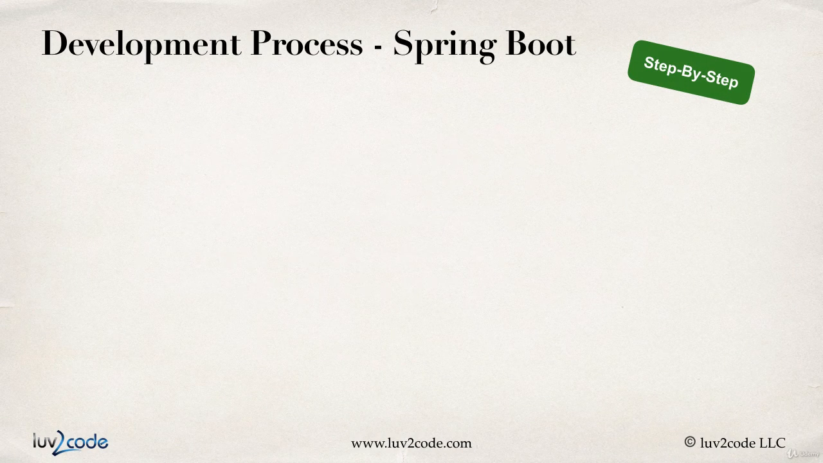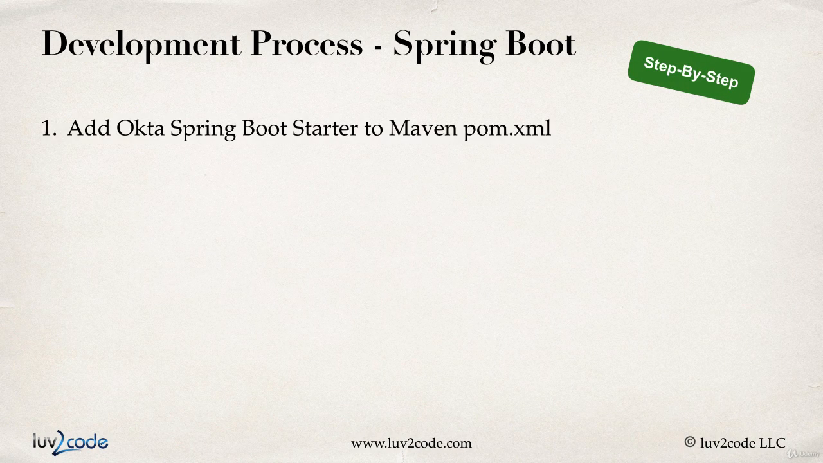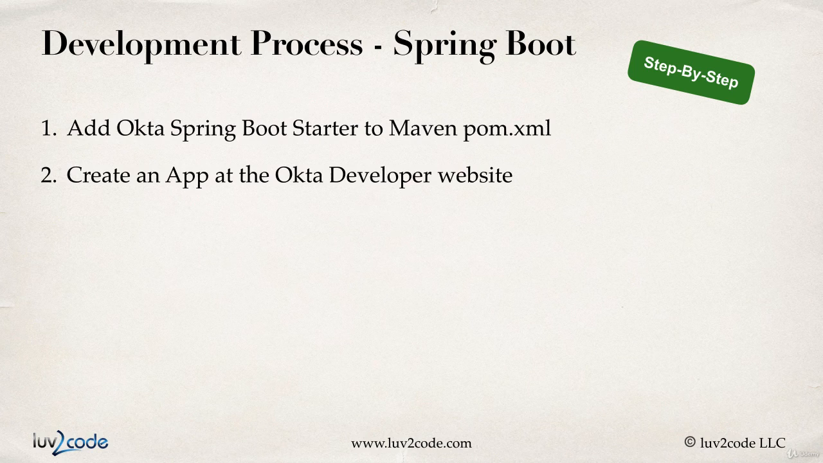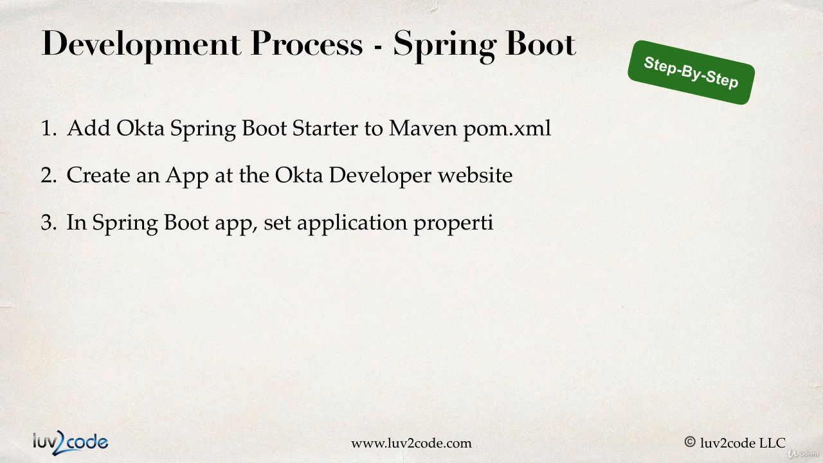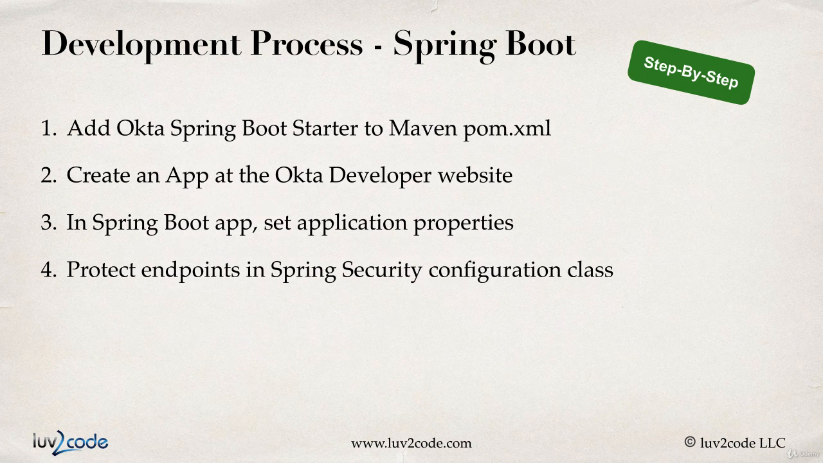Here's our development process. In step 1, we're going to add the Okta Spring Boot Starter to the Maven pom.xml file, and then we'll create an app at the Okta developer website. Next, in the Spring Boot app, we'll set up our application properties, and then finally, we'll protect the endpoints in the Spring Security configuration class.